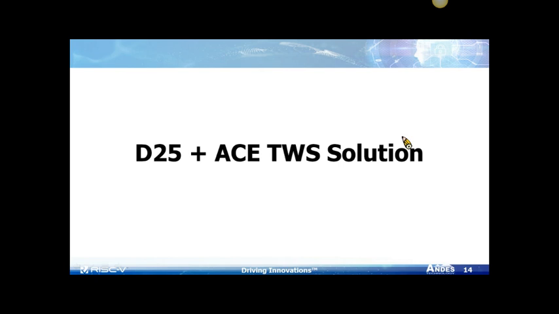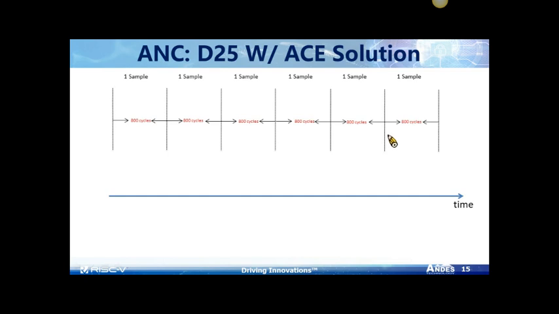Next, I'll talk about the D25 plus ACE TWS solution. First, let's have a timeline here. Then, let's put 6 samples in this timeline. As I mentioned, because now our CPU frequency is running at 160 MHz, and the audio sample rate is 192 kHz, in each sample we have 800 cycles to finish the noise control algorithm.